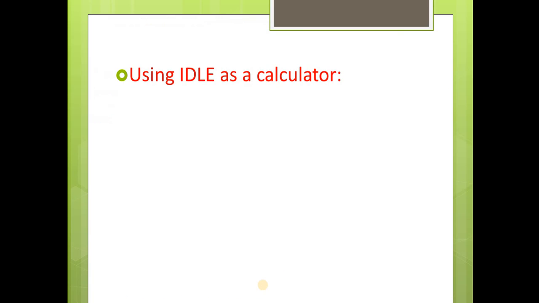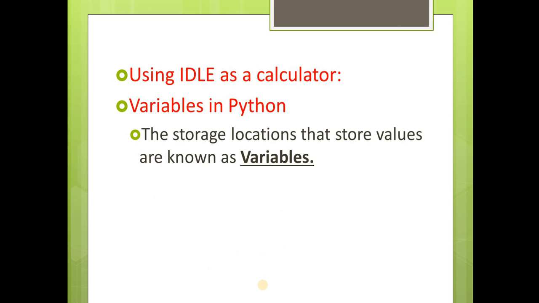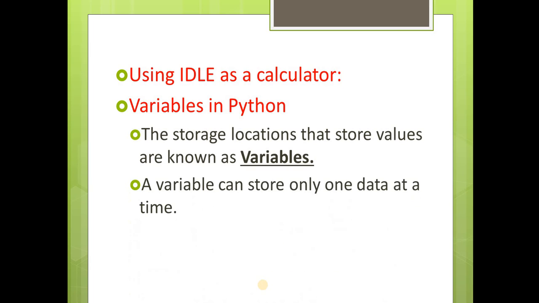Moving on to the next, that is variables in Python. What do you mean by variables? The storage locations that store values are known as variables. They store different values within them, so they are termed as variables. They vary in their values. A variable can store only one data at a time.